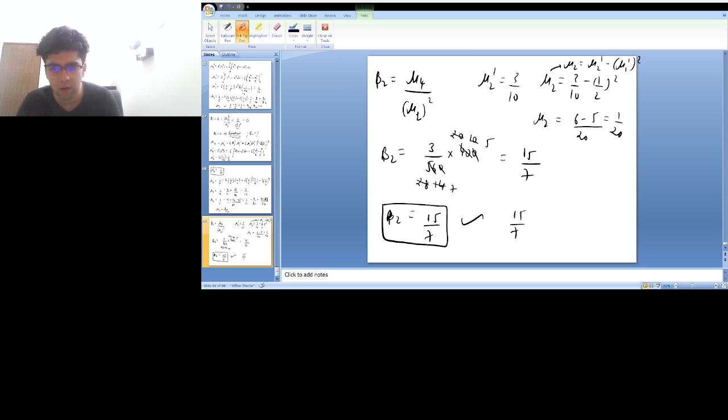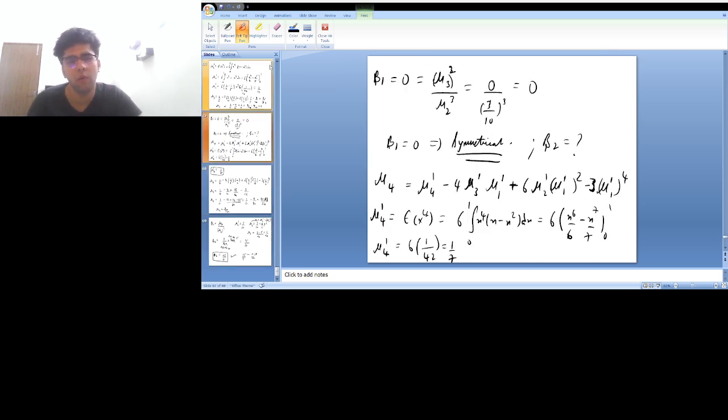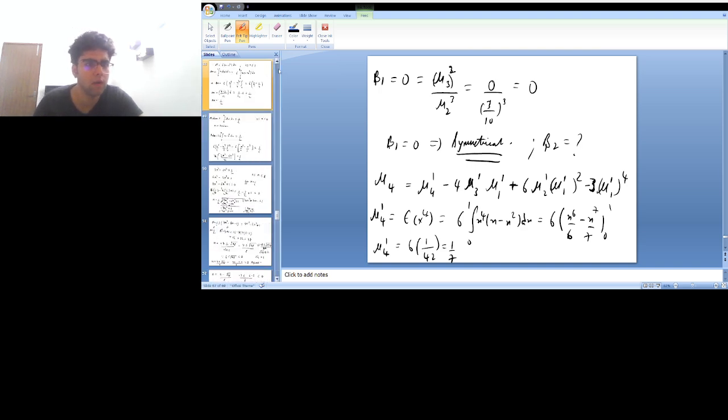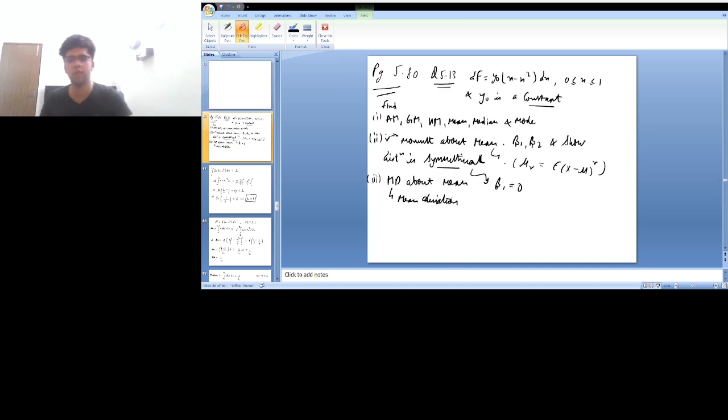And 15 by 7 is when I find out this becomes 2 point something something. I'll be writing the exact value, 2.14, right? So my beta 2, I found out the beta 2, I found out beta 1. Let me just check what all I needed to find. Yes, so we found AM, GM, HM, mean, median, mode, rth moment about mean. Yes, I need to upload this. I found beta 1, beta 2.